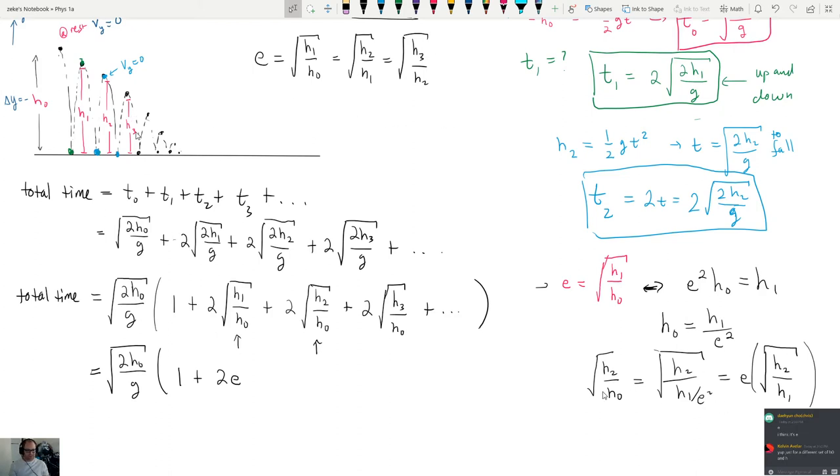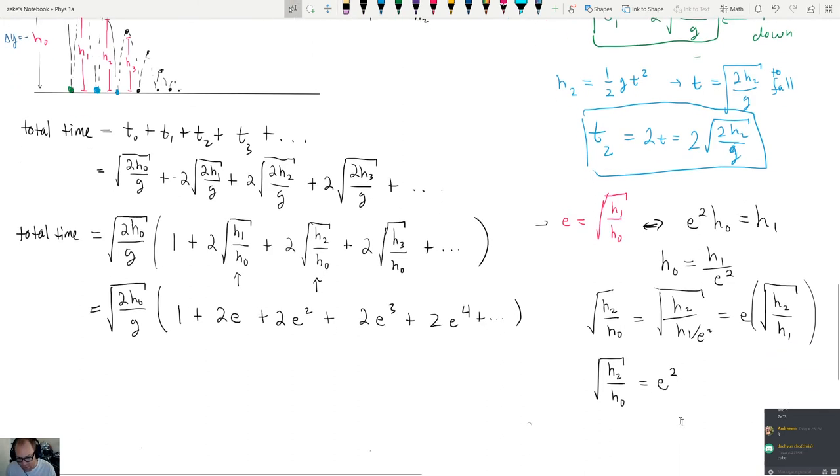So yeah, what that means is, let's get our final answer here. The square root of H2 divided by H0 is actually just equal to E squared. So our second term here is actually plus 2E squared. And I think this pattern is pretty easy to figure out, right? So this was e to the 0, 1; e to the 1, 2e; 2e squared. What do you think the next one's going to be? 2e cubed, right? Plus 2e to the 4th, plus dot, dot, dot. Okay? So that's our equation. I don't need to write e to the 0, but it helps to see the pattern, I guess. Okay, so let's keep going.